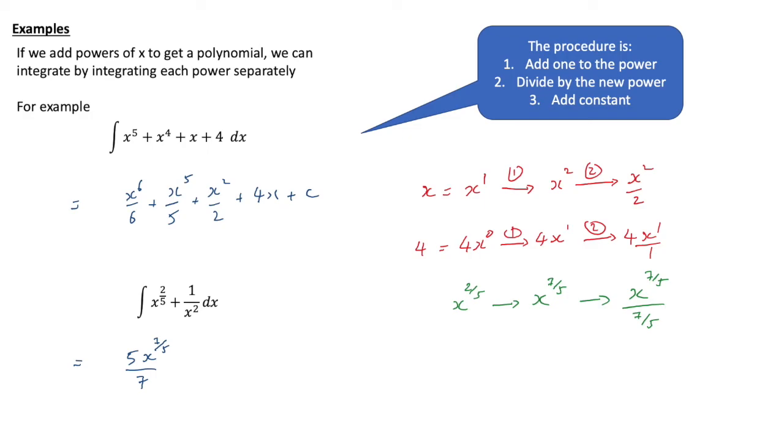Looking at plus 1 over x squared, well, 1 over x squared can be written as x to the power of minus 2. That then, when we add 1 to the power, gives us x to the power of minus 1. We divide by that minus 1, and that then gives us minus 1 over x, because x to the power of minus 1 is 1 over x, and the minus 1 makes the whole term negative. And then, of course, again, we have to add c.